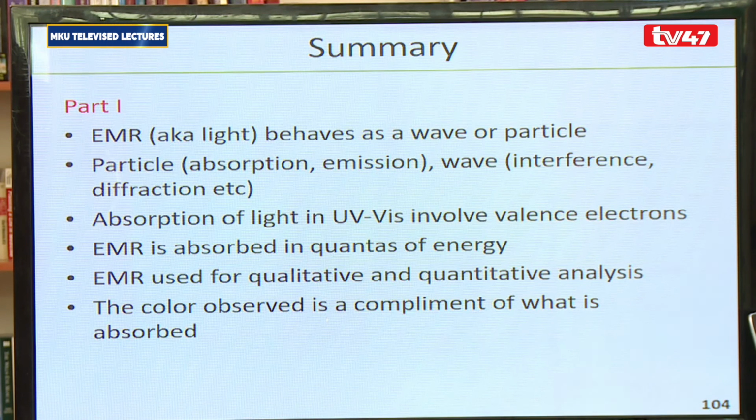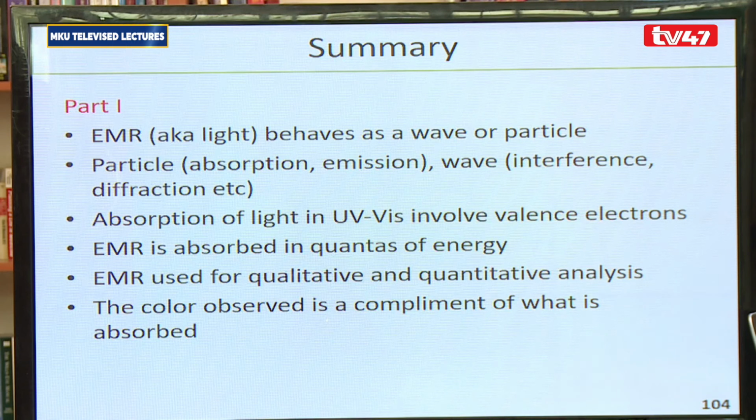We've also seen that electromagnetic radiation can be used for both qualitative and quantitative analysis. In qualitative analysis, you are able to say that a certain metal is present or a certain metal is absent. In quantitative analysis, you are able to say how much of a certain metal is present, as we saw in the Beer-Lambert determination.